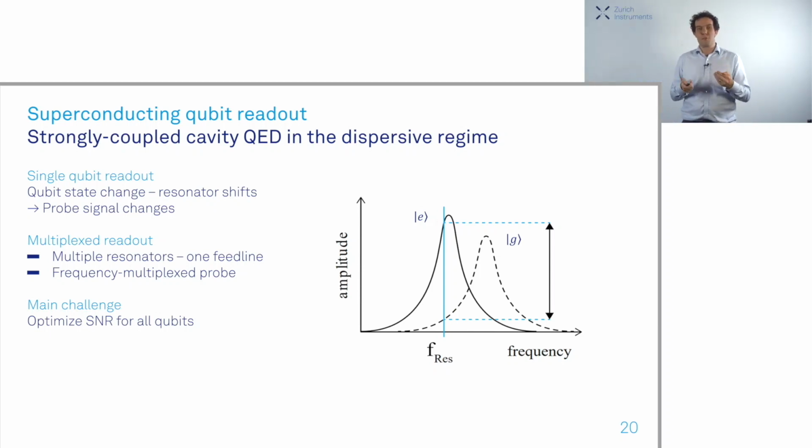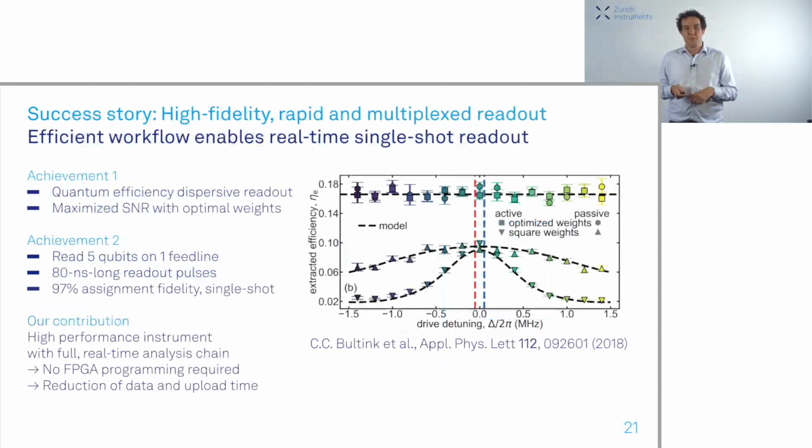Now, to save control lines that need to go into your cryostat to the qubit chip, people typically frequency multiplex these readouts. This means they take several resonators at different frequencies, which are all coupled to a specific qubit, and then read them out all at the same time by sending several tones down at the same time, where each of these tones probes a separate resonator. Let's have a look again at a few results from the field.